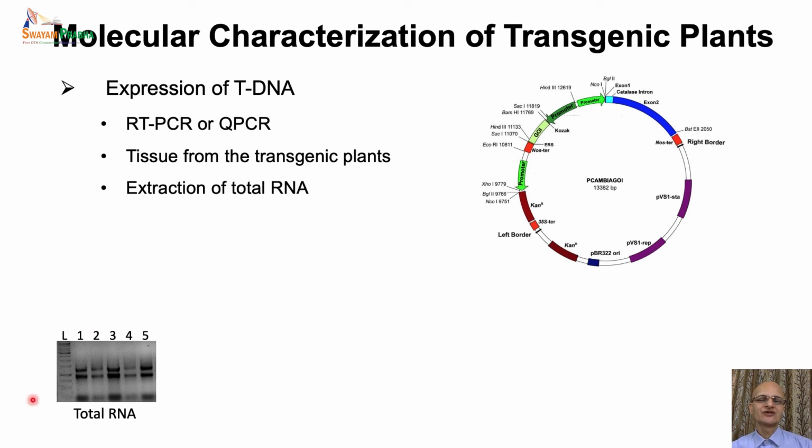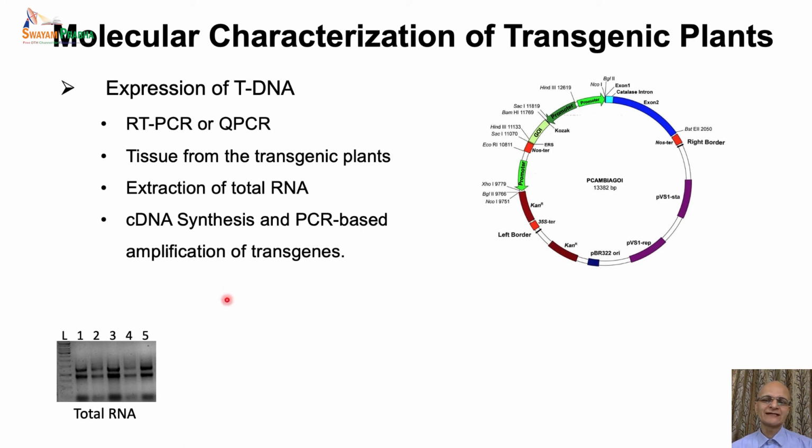Here is the gel picture of the agarose with the total RNA samples electrophoresed on it. Again, the first lane represents the size marker, and lanes 1 to 5 represent the total RNA isolated from the different plants. Now we synthesize the complementary DNA from the extracted RNA and use that complementary DNA, or the cDNA, as a template for the PCR-based expression analysis.